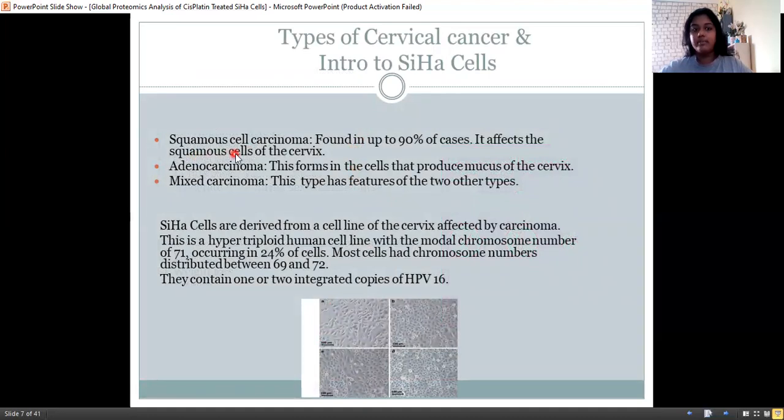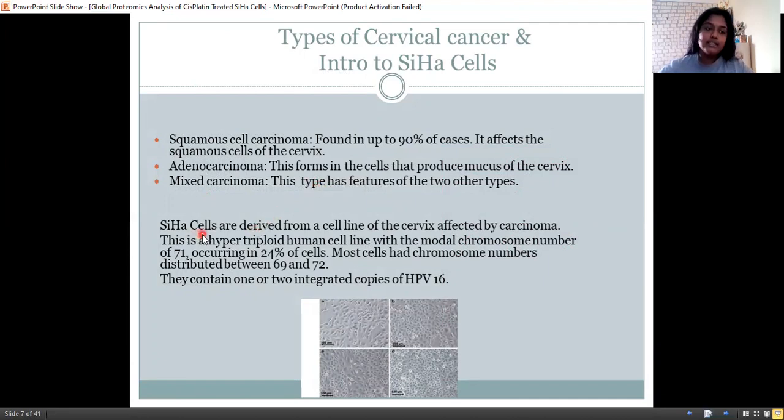The first type is squamous cell carcinoma, which is found in up to 90% of all cervical cancer cases. It affects the squamous cells of the cervix. The second type is adenocarcinoma, which forms in the cells that produce the mucus of the cervix. Cervical mucus is quite essential in fertilization and copulation, etc. The third is mixed carcinoma; this type has features of the other 2 types of cervical cancer that I just mentioned.